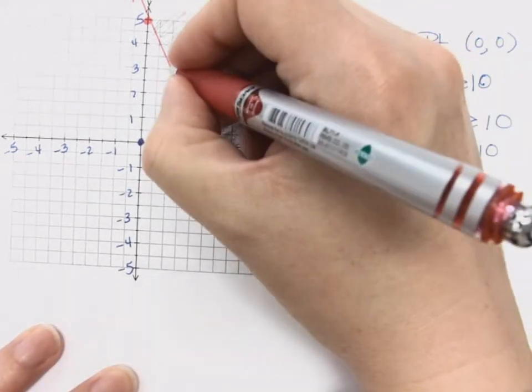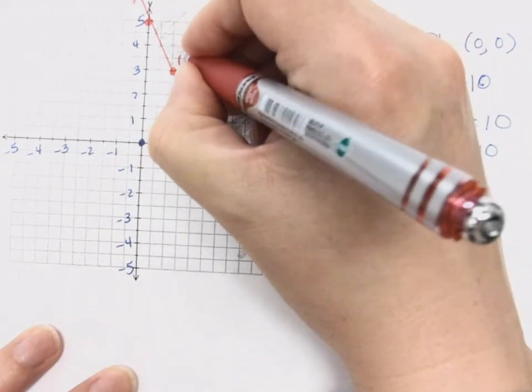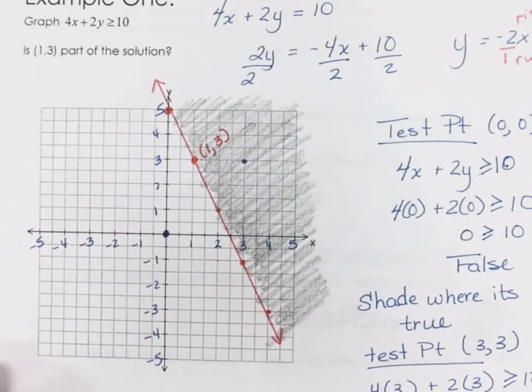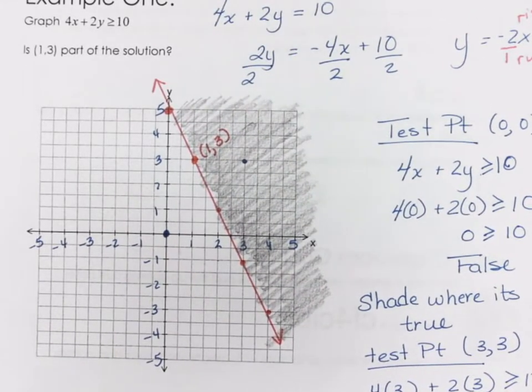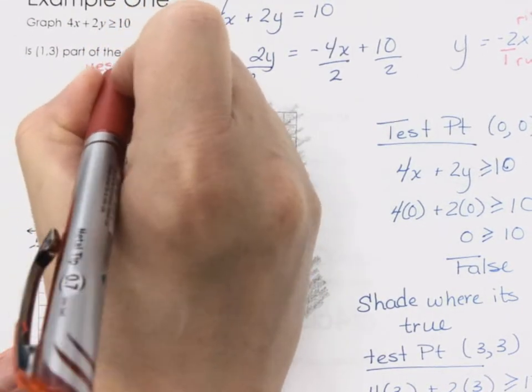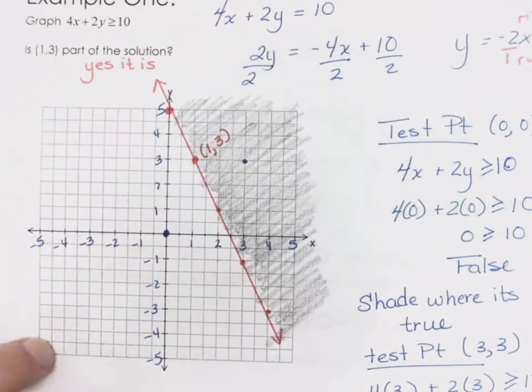So point 1, 3 is right here. It's on the actual line. So is 1, 3 part of the solution? Yes, it's on the line and our line is solid. So yes, it is.